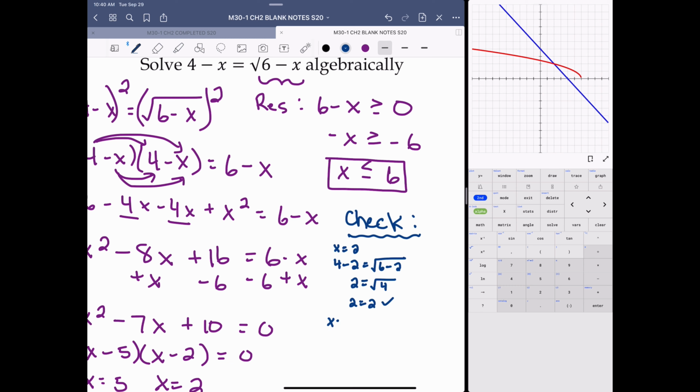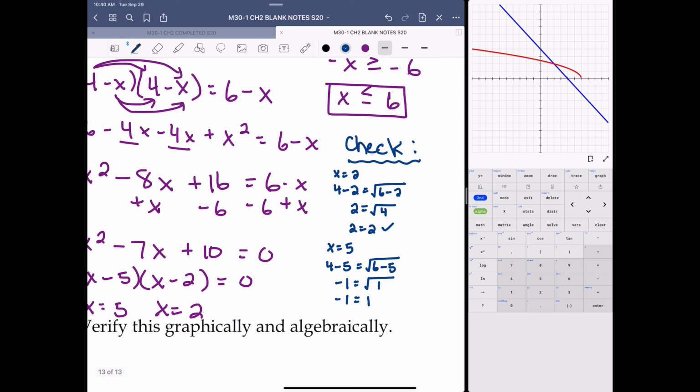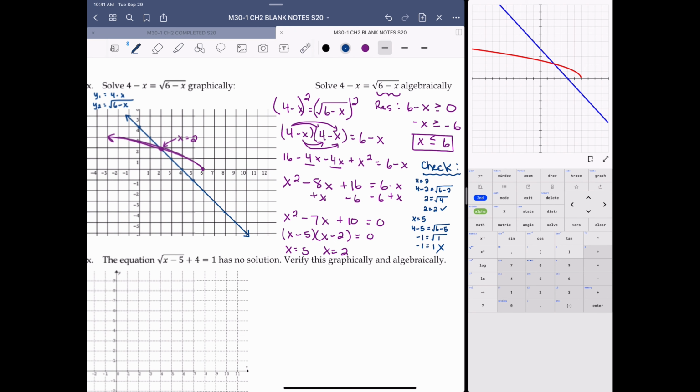Next we want to do x equals 5. We plug it in. 4 minus 5 equals the square root of 6 minus 5. 4 minus 5 is negative 1, equals the square root of 6 minus 5, which is 1. We have negative 1 on the left. The square root of 1 is positive 1. So we have negative 1 equals positive 1. This is not true. So that tells us that x equals 5 is not a solution. It's an extraneous root, and our solution is x equals 2 with restrictions on x, that x has to be less than or equal to 6.